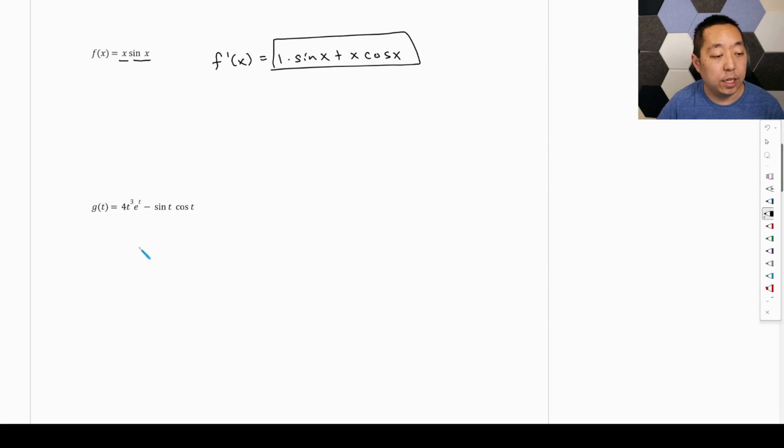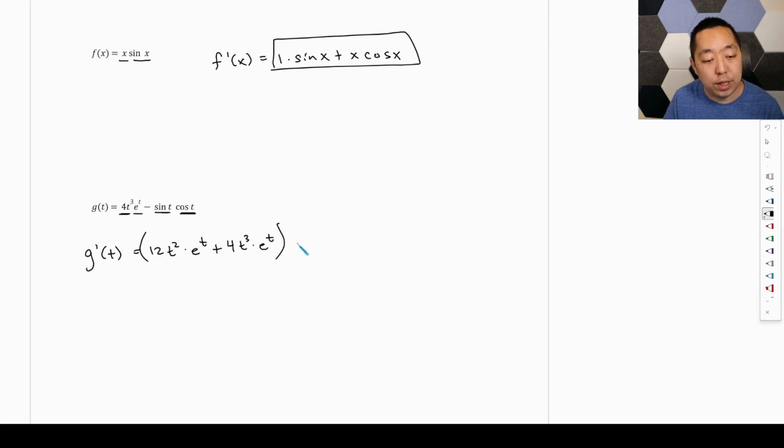Here, let's take a look at something like this. Ooh, here we have to do a few things put together. These two are both products. So remember, we do this one first because you're adding or subtracting another function. We'll do that one second. The derivative of the first part of this function is 12t squared times the other function unchanged, and then 4t cubed, unchanged, times the derivative of e to the t, which is just e to the t. Okay, so that handles the first one, and then we're going to do minus, and handle this guy right here.